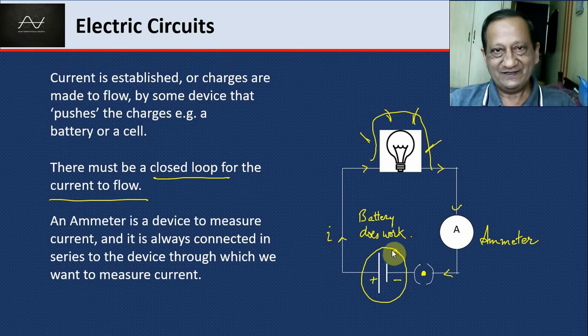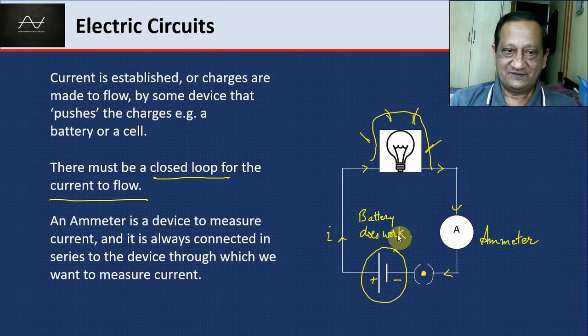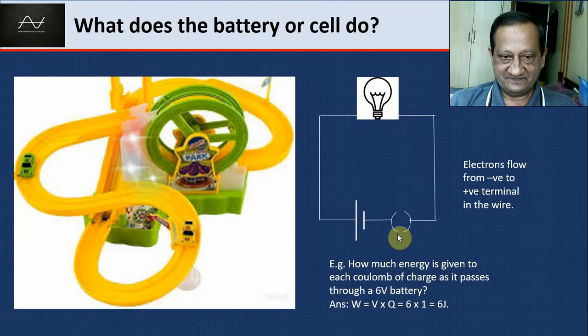Unless somebody does work, the bulb doesn't get the energy to then send it out as light energy. Somebody has to do work. So how does the battery do work? That is what we're going to discuss.